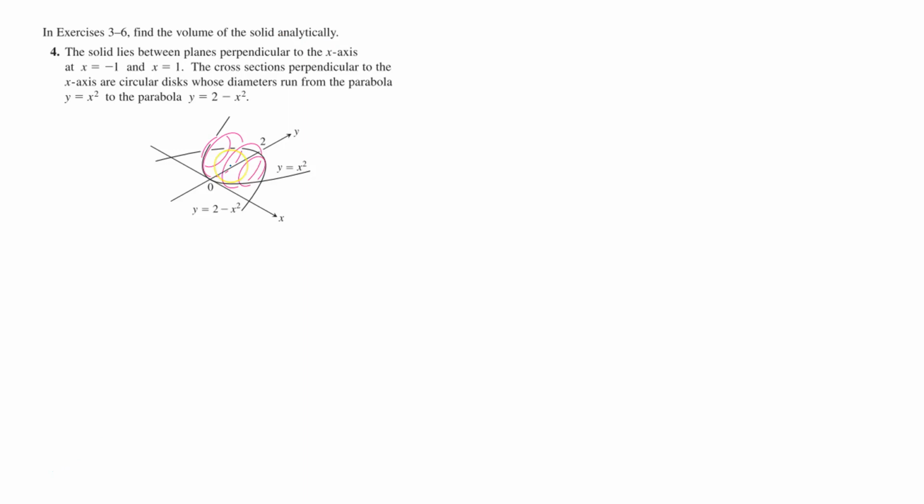All right, so here we have some funky looking circles. And they're running between these two functions, right? So we have y equals x squared, this guy right here, and we have 2 minus x squared, this upside down looking guy here. So let's think about one of those circles. The diameter of that circle is going to be the difference of these functions, right? Because if we subtract one function from the other, that's going to give us the length in between there.